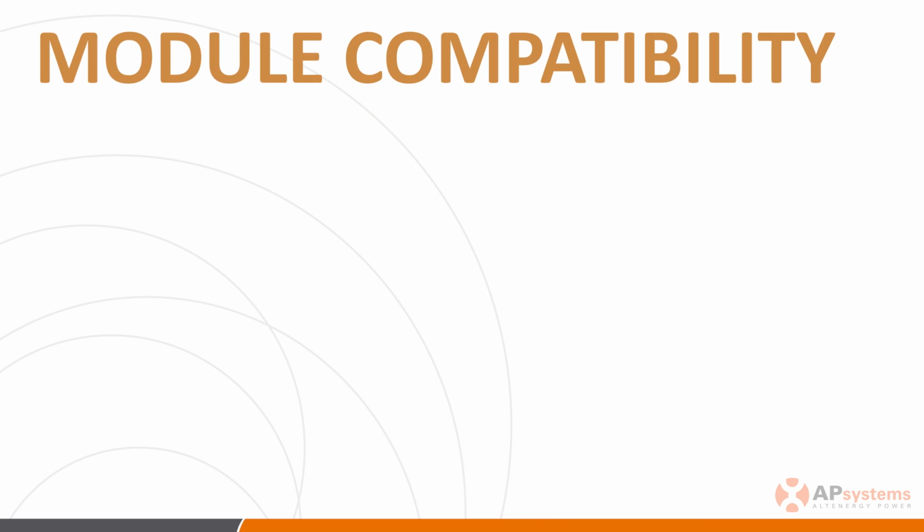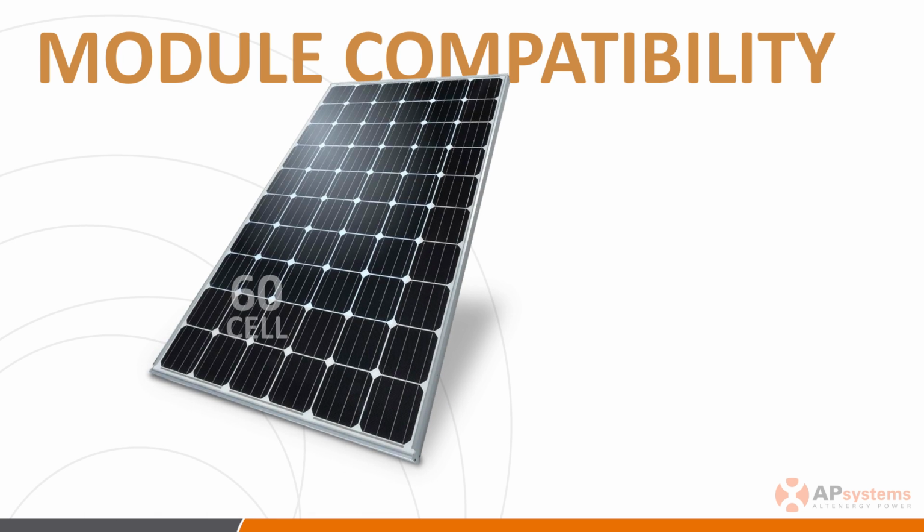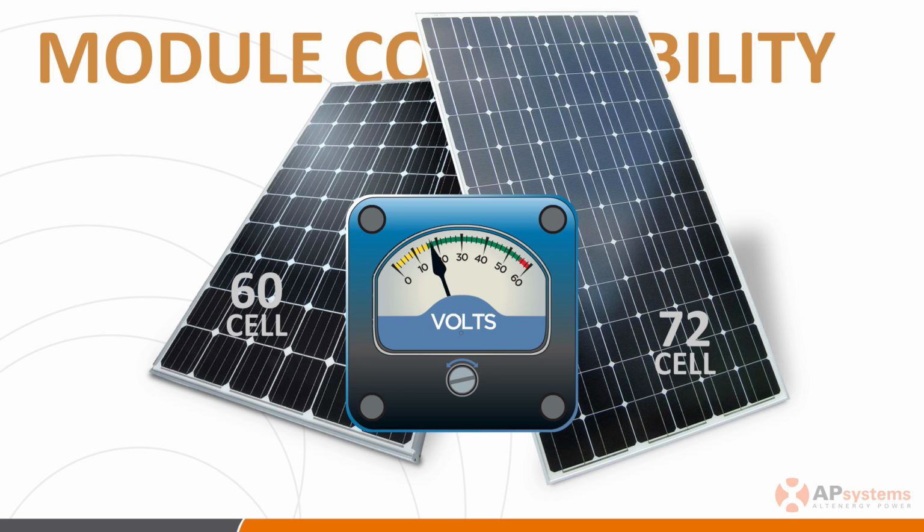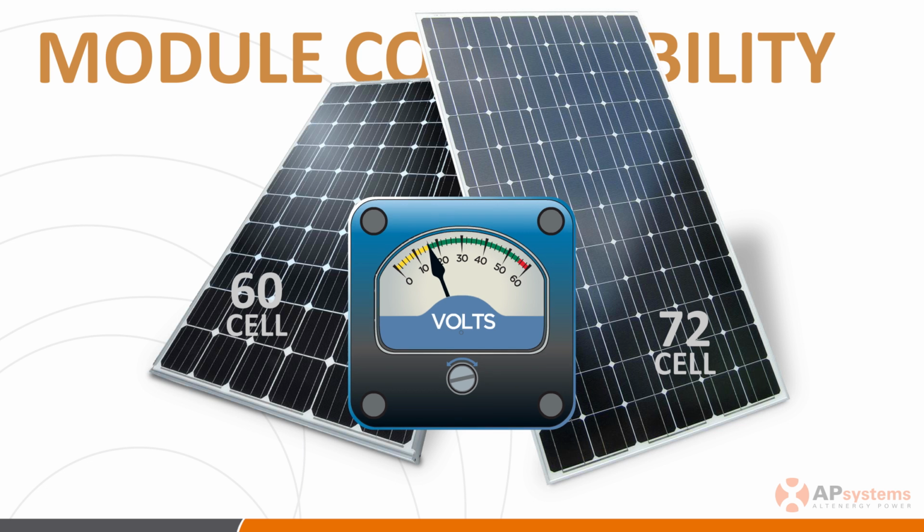The YC1000 is compatible with most 60 and 72 cell PV modules, with a voltage range of 16 volts to a maximum of 55 volts DC. It requires 22 volts DC and AC grid voltage to energize. Anything below that voltage level on the input side and the inverter will not power up.